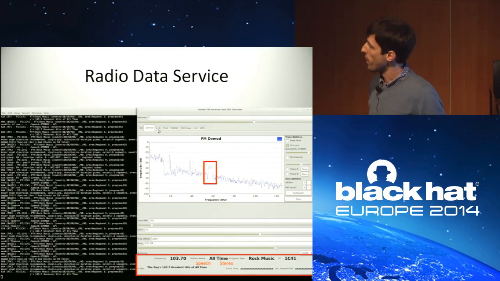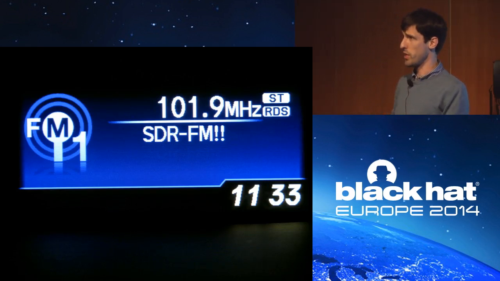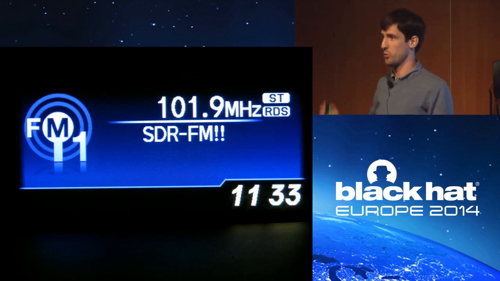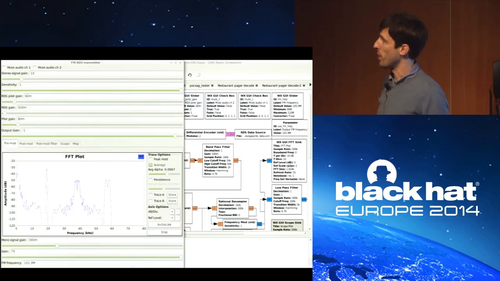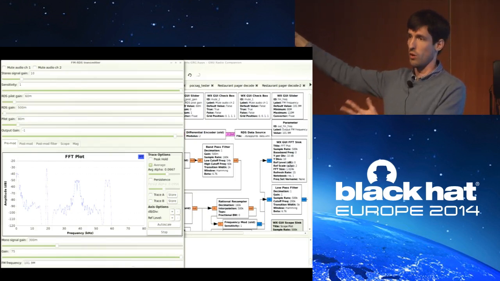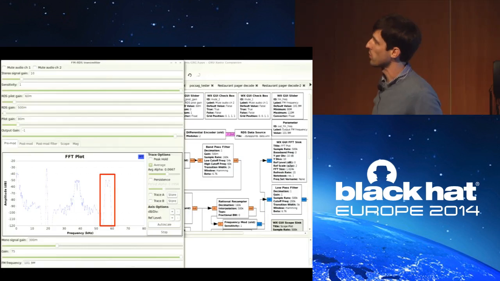So what's interesting about it is that aside from receiving, gr-rds also allows you to transmit. So this isn't a common station name. This is just one that I happened to make up. And then this is the transmitter again in GNU Radio. Here you can see a spectrum that looks very much like what we received, but in this case the software is creating it. So that's kind of cool.